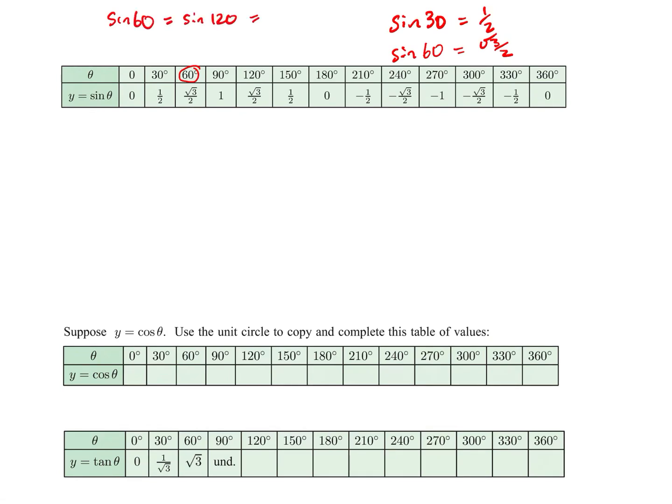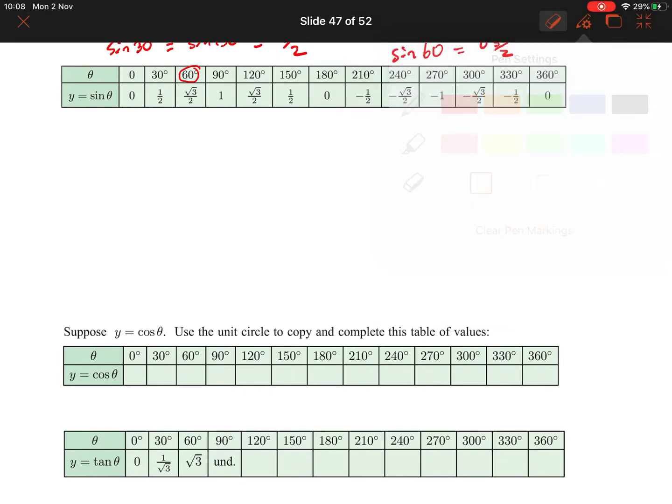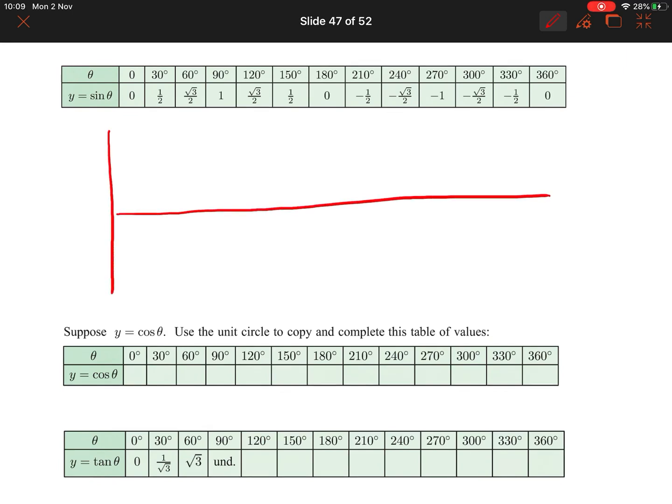So actually sine 60 is equal to sine 120. They're both root 3 over 2. It's also true that sine 30 is equal to sine 150. You can check them with a calculator. They're both a half. You can put all these values into a calculator, and you'll see what you're going to get. I'm now going to plot this.